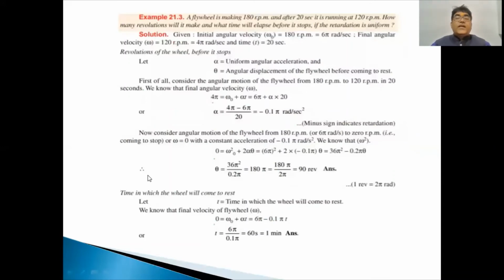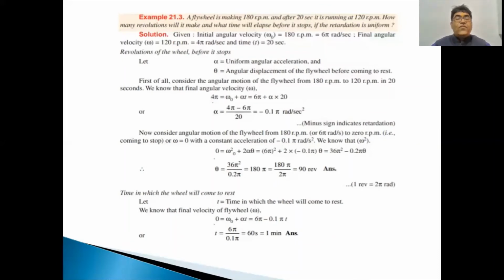So next example, a flywheel is making 180 RPM and after 20 seconds it is running at 120 RPM. That is, initial RPM is 180 and final RPM is 120 RPM, and time taken is 20 seconds. How many revolutions will it make and what time will elapse before it stops if the retardation is uniform?